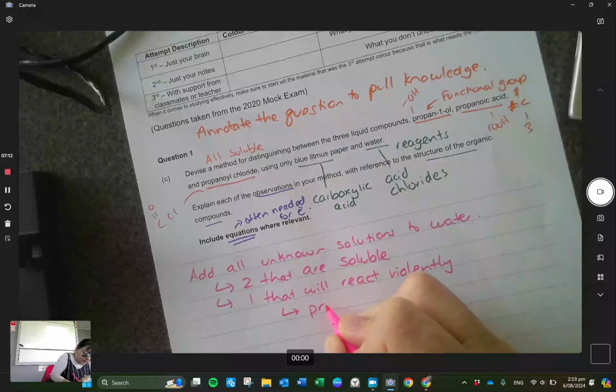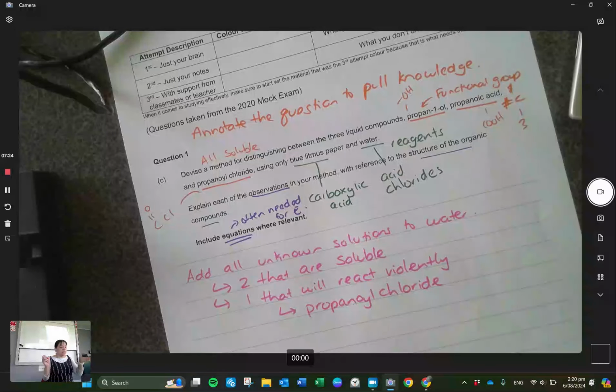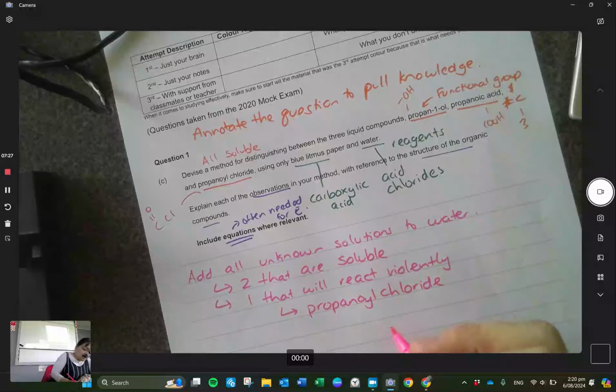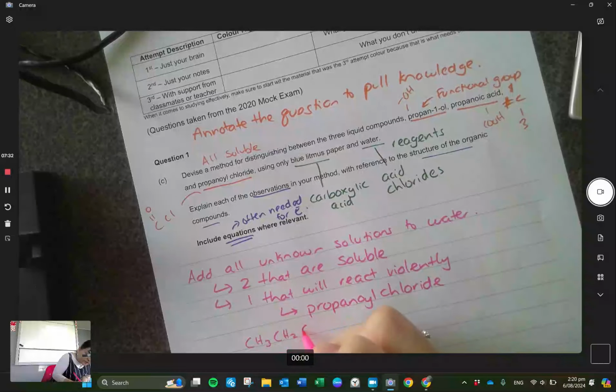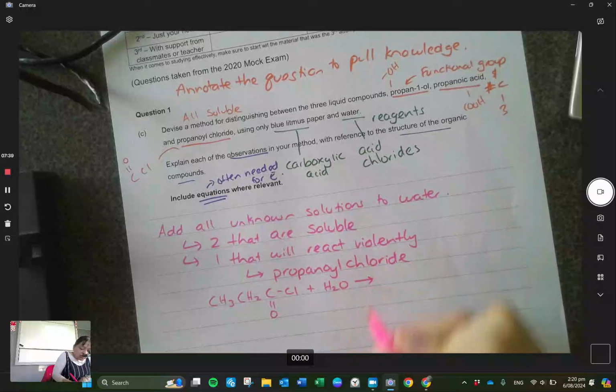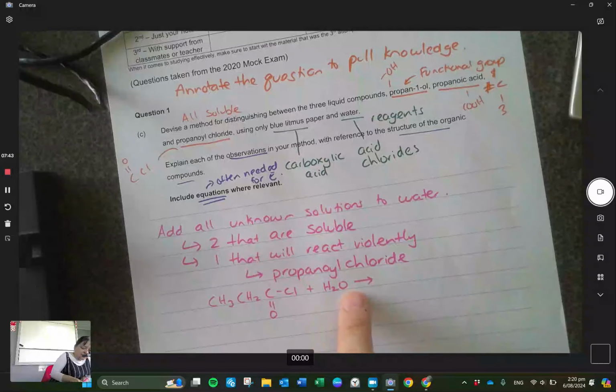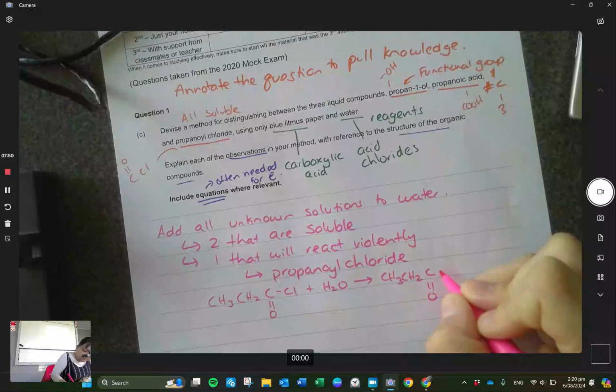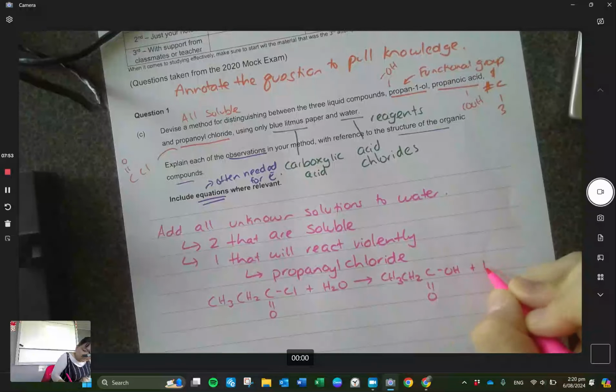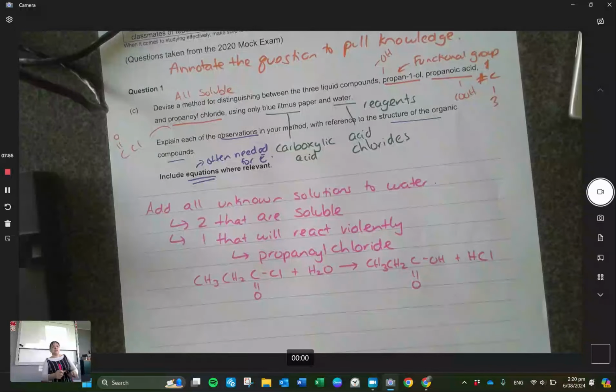And if I was to write that as a reaction, so this one is a chemical reaction because we're thinking about adding it to water. Propanoyl chloride would be CH3CH2C double bond O Cl plus H2O. And the reaction that is occurring is this Cl is getting replaced with an OH. So we're making a carboxylic acid. So that's that chemical reaction that's occurring.